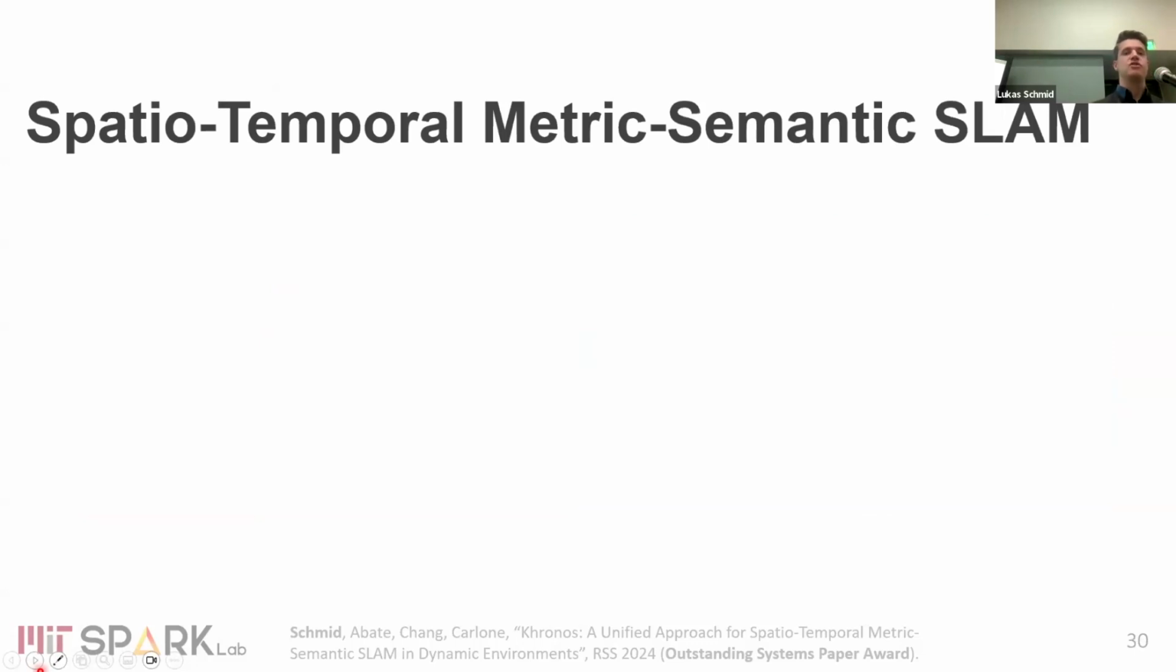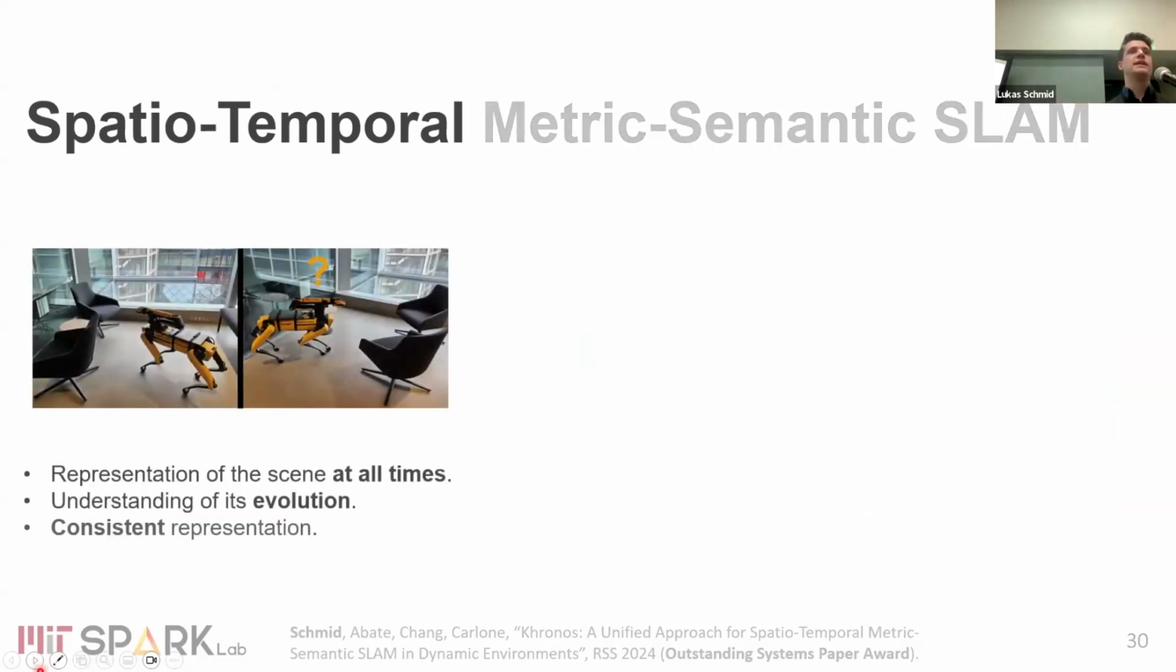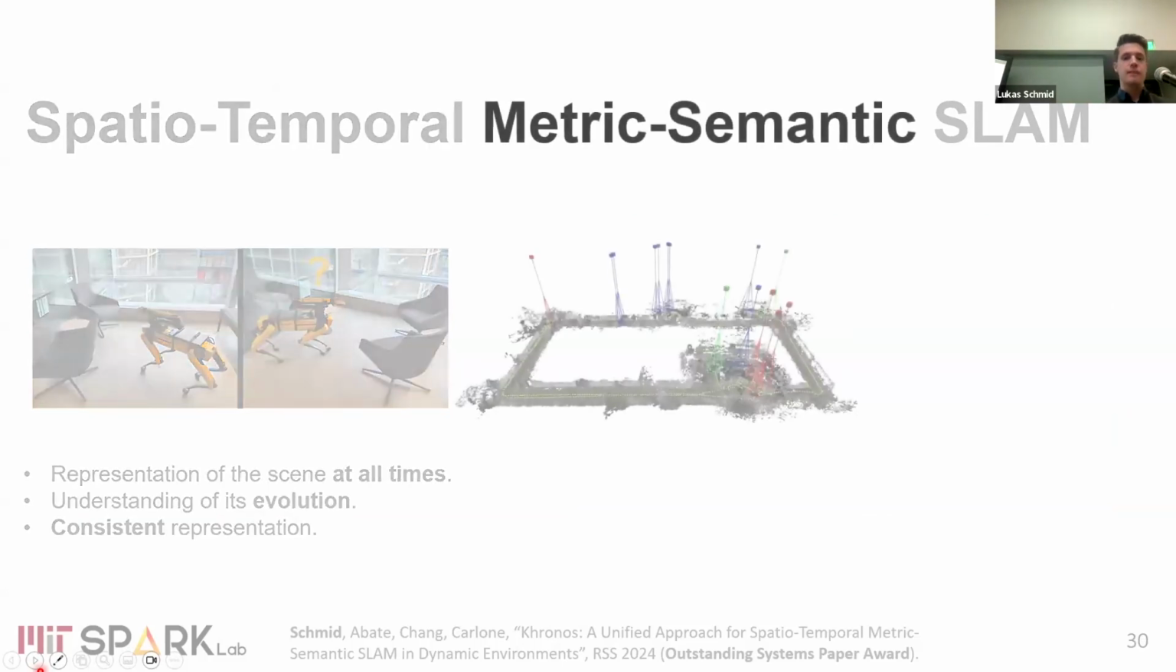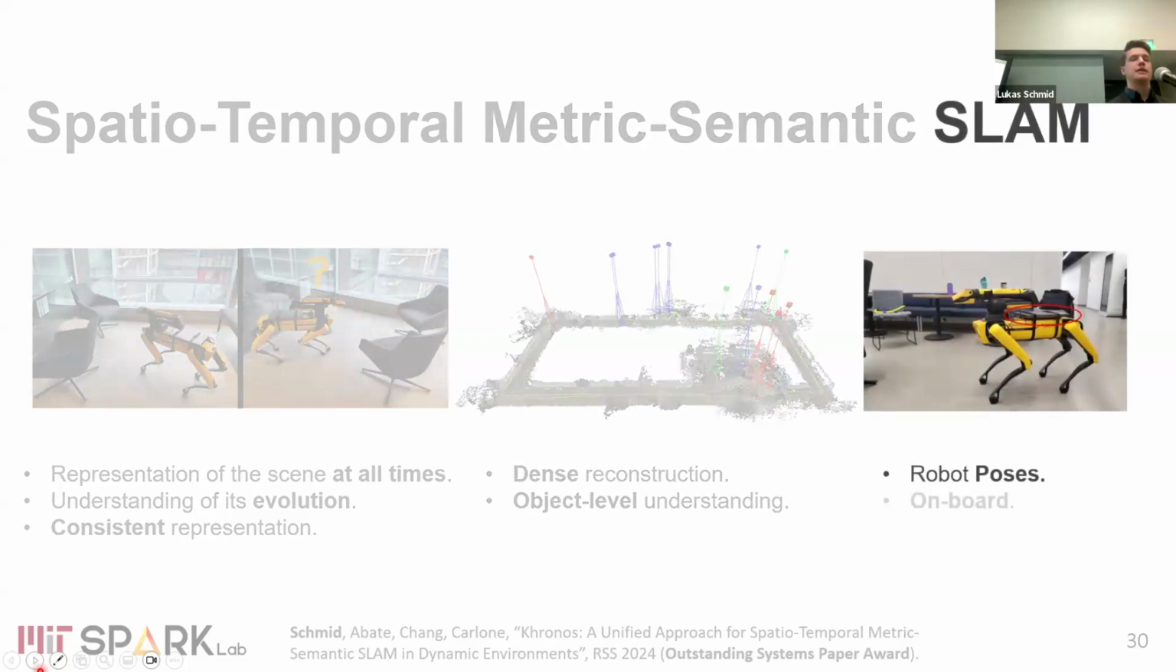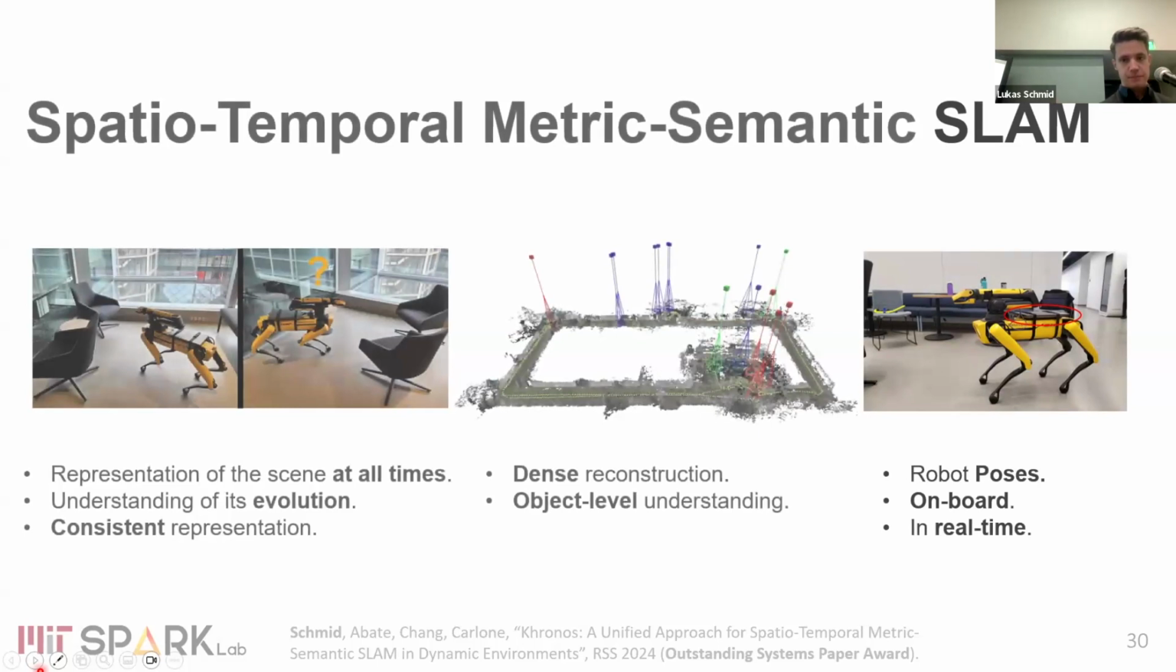And we termed this very verbosely the spatiotemporal metric semantic SLAM problem, where we want to find a spatiotemporal representation, so an evolution over the history of the scene that is consistent with respect to space, time, and semantics. We want the representation to have a dense reconstruction and object-level scene understanding, such that it is useful to do reasoning and planning. And finally, we want to do all of this in a simultaneous localization and mapping fashion, meaning it runs on board of the robot and in real time.